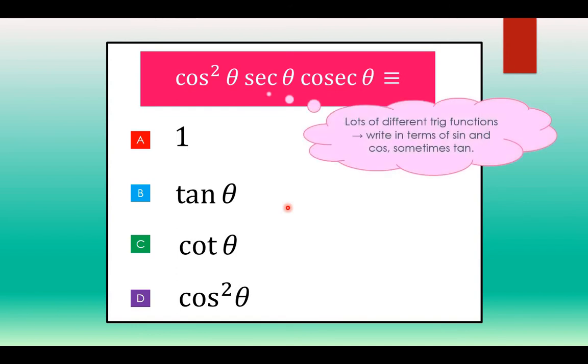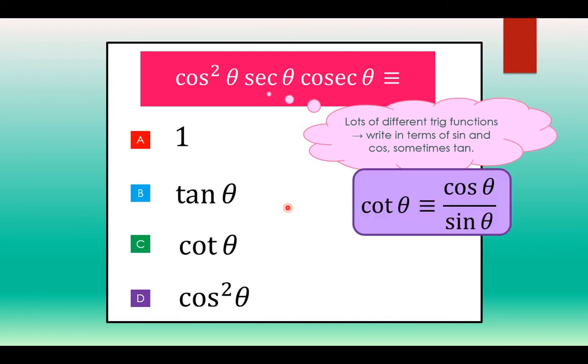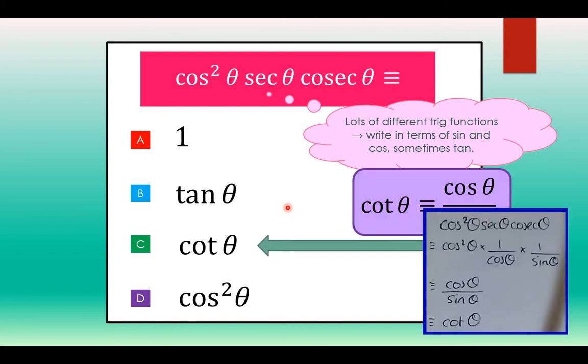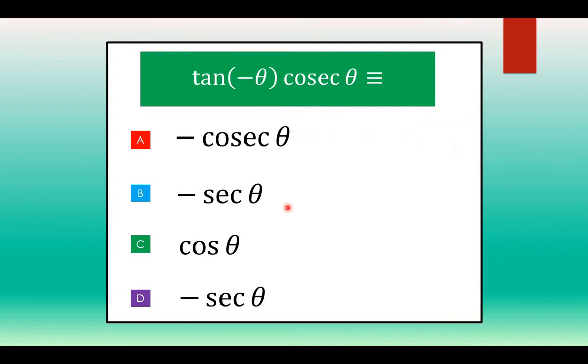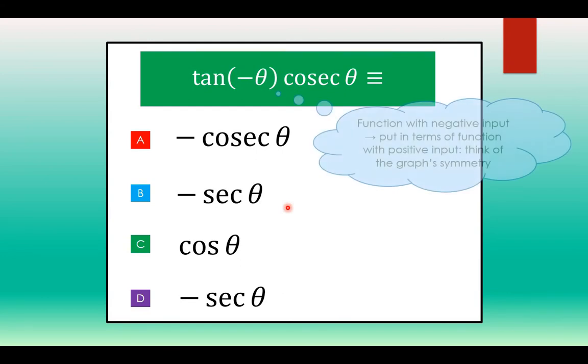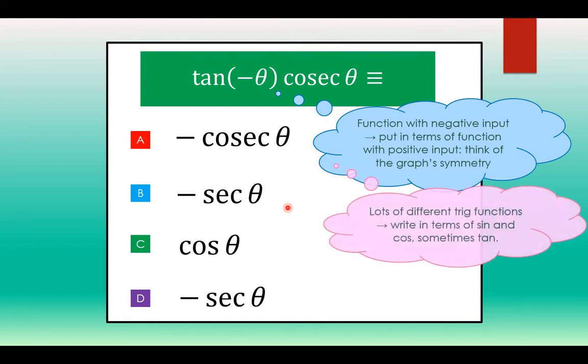Again, lots of functions, so it's often easiest to write it in terms of sine and cosine. And there we go. We've got a negative theta as an input for tan here, so the best thing to do is to think about what it would be in terms of the tan graph. So where would tan of negative theta go? Thinking about what tan of theta is. We have to write it as a positive one.